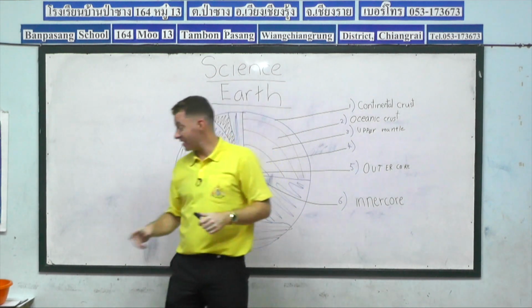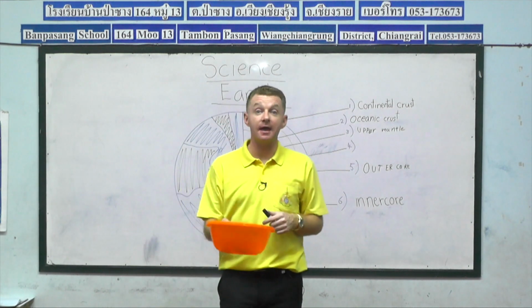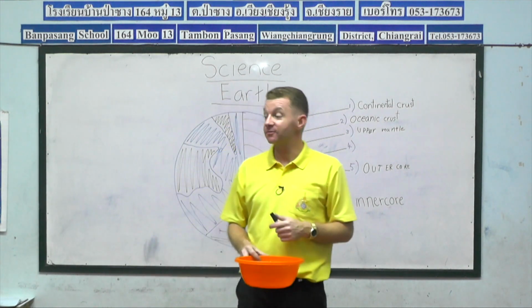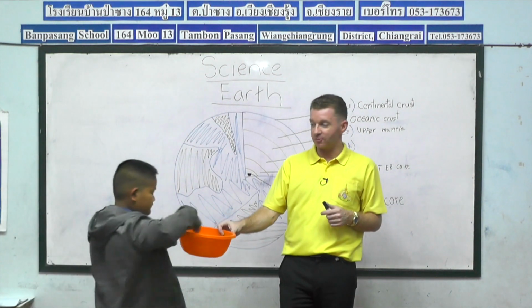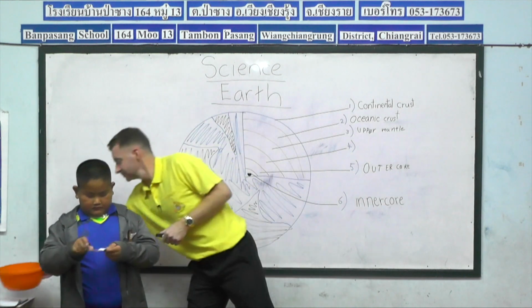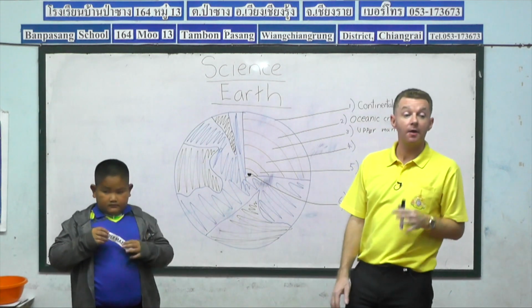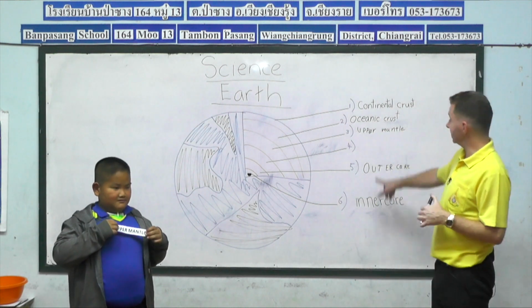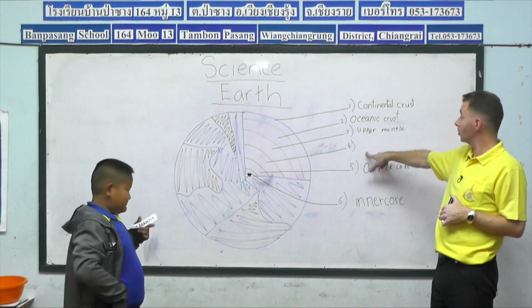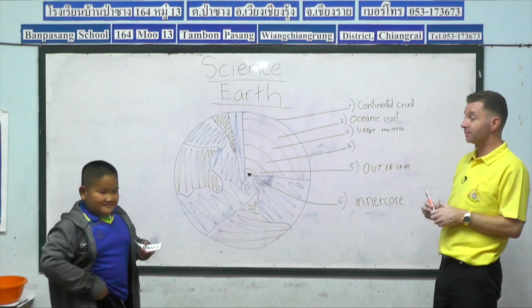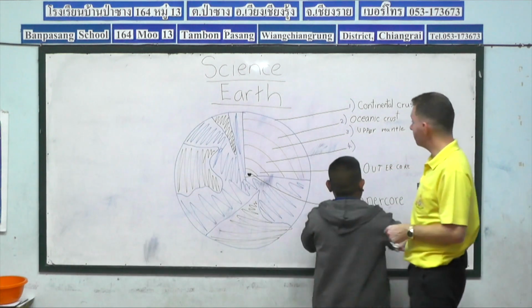So that means we have 1 layer left. And to demonstrate the position of this layer in the Earth's core, I will ask Net to come and join me at the front of class. We have 1 layer left. Can you show it to your friends? Here we have lower mantle. So you can see here we had upper mantle. That means that number 4 will be lower mantle. So Net, can you write lower mantle next to number 4, please?